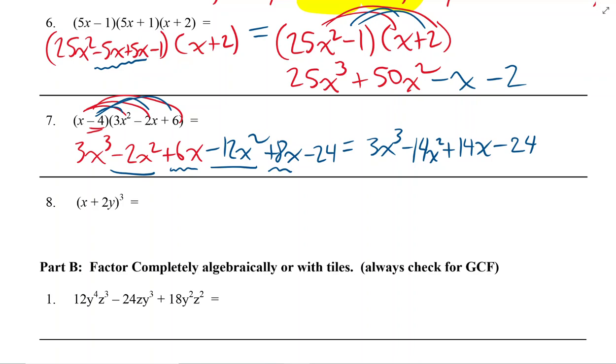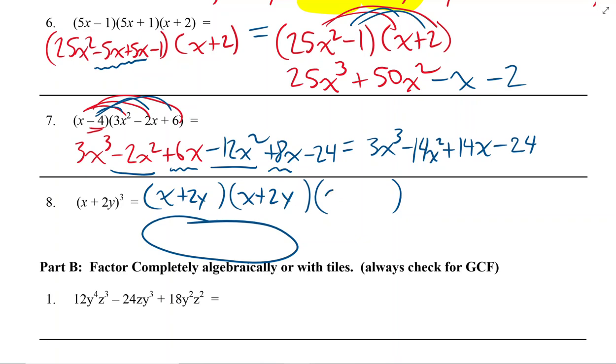Woo! All right. Okay, so number 8 is kind of like number 7. Actually, it's kind of like number 6, isn't it? You have to know what the exponent means. It means you're going to have 3 of them exactly the same. So x plus 2y times x plus 2y. So you have to do the answer to this multiplication first, and then you can times it by the x plus 2y at the end. You can only multiply what's side by side. Okay, go for it. Do the first 2 multiplications first.